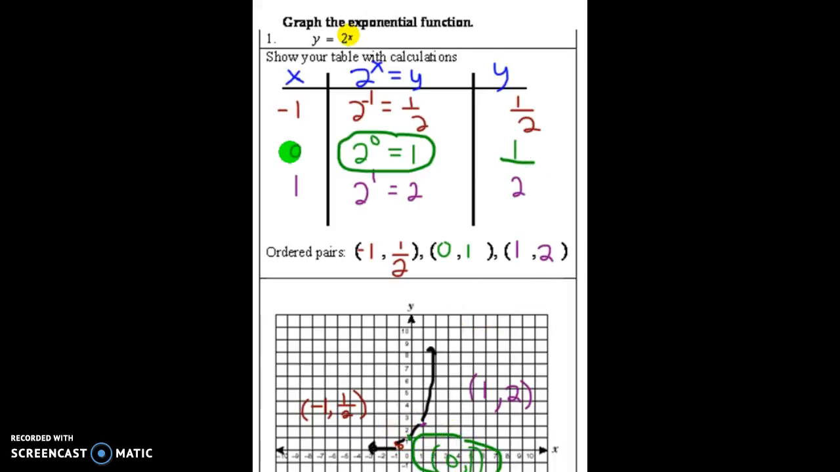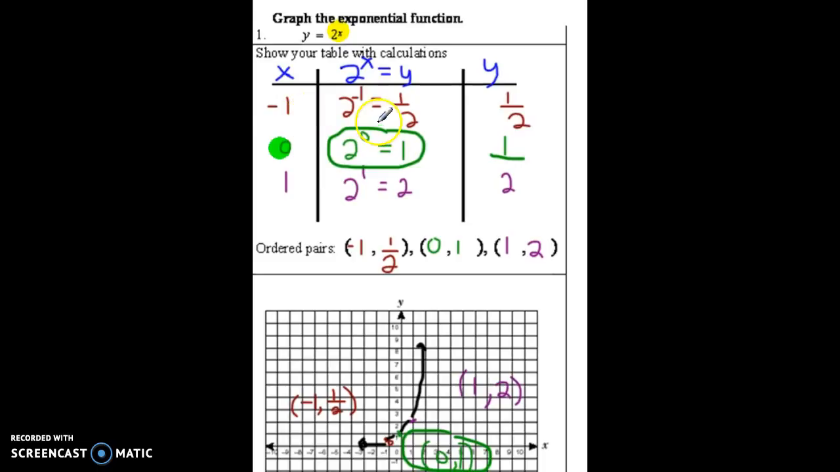So right there on the graph. My next ordered pair, I'm going to plug in negative 1. So with negative 1, I end up with 1/2, because that negative 2 moves down to the denominator. So I get negative 1, 1/2. And I'm going to plug in positive 1. 2 to the first power is 2. So I got 1 and 2. And you can see this is exponential growth. Notice this graph doesn't go across the x-axis because that's the asymptote.